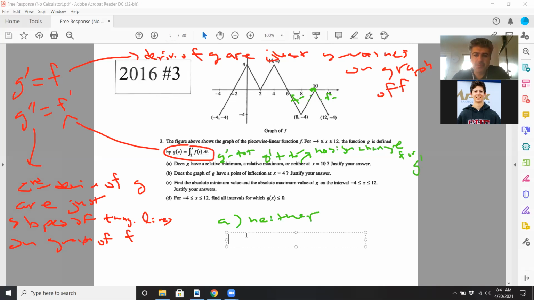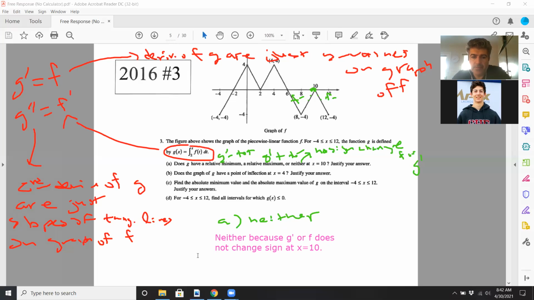So what you want to say is this. Neither, because g prime or f does not change sign at x equals 10. That would be your justification. And that's all you really need to say for that one.